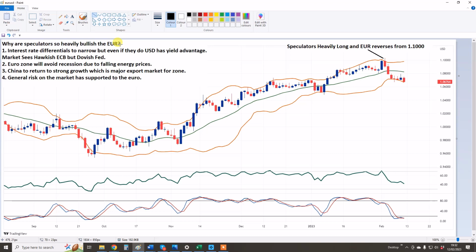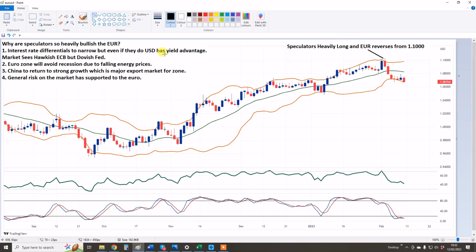Why are speculators so heavily bullish the euro? Well, interest rate differentials come into play. Market thinks they're going to narrow. So what you're going to get is a hawkish ECB who will raise rates faster than the Fed. As they see, a hawkish ECB, but a dovish Fed, just slower rate rises and rate cuts coming from the Fed, despite the fact the Fed have not indicated this. I'll just show some charts in relation to these points in a minute after I've gone through them.